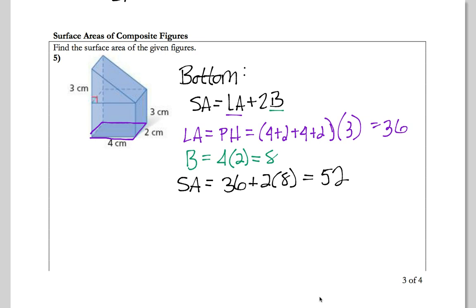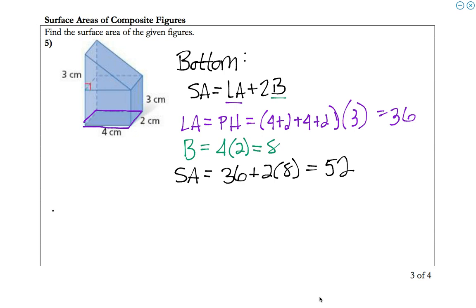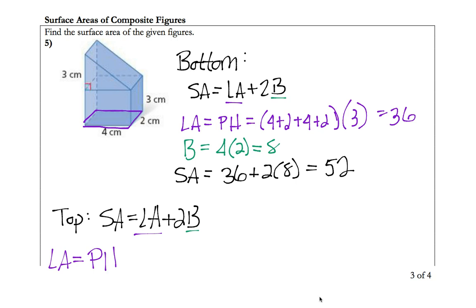So that's the bottom. Now let's do the top. Surface area equals LA plus 2B. We'll do LA in purple, B in green. So LA equals perimeter times the height.